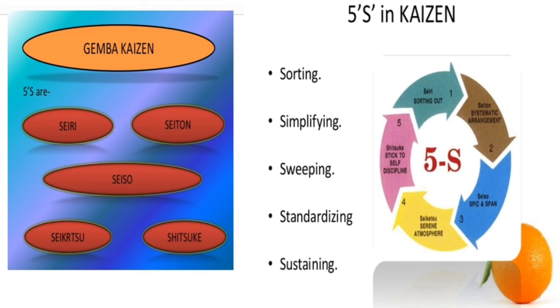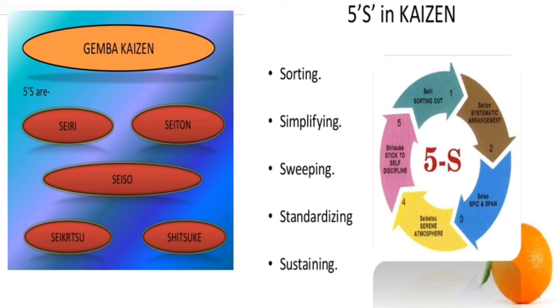Usually Kaizen has the 5S concept. The first one is Seiri, that is sorting out the problem. And the second one is Seiton, that is making a systematic arrangement, which means simplifying, sorting out the problem and simplifying it.